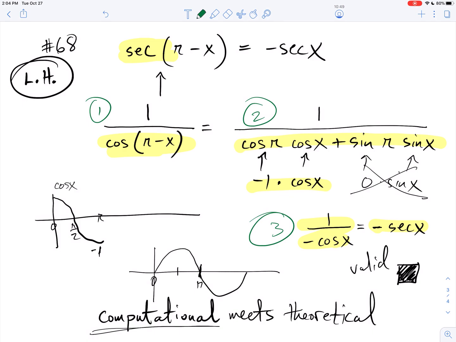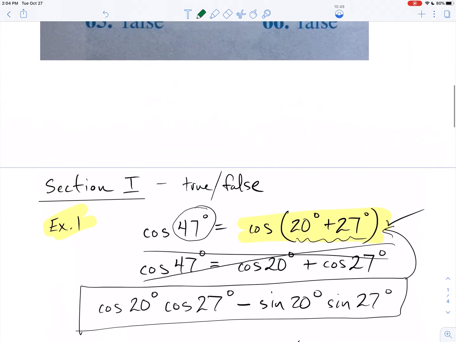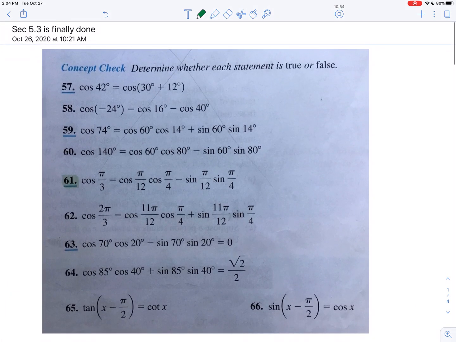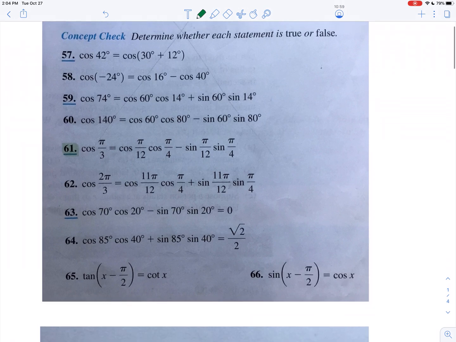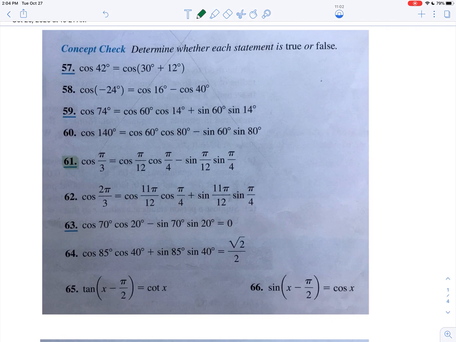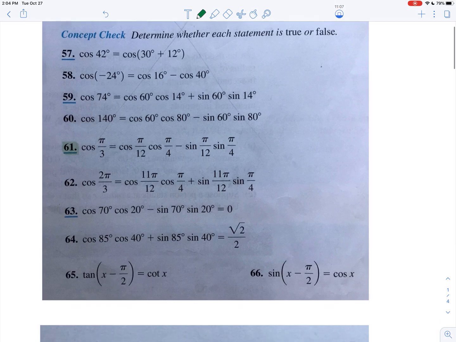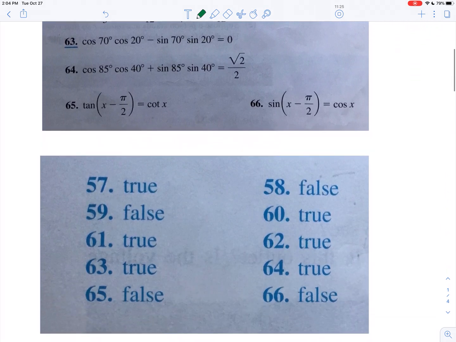So, guys, here's what you're going to be doing. This is the very end of section 5.3. 5.3 is finally done. So in your book, you'll see this. Oh, darn it, I don't have my book on me. I think this is page 213, section 5.3. These ones here are true, false, and you'll see there they are, 57 to 66. And then down below, there's the answers for those.